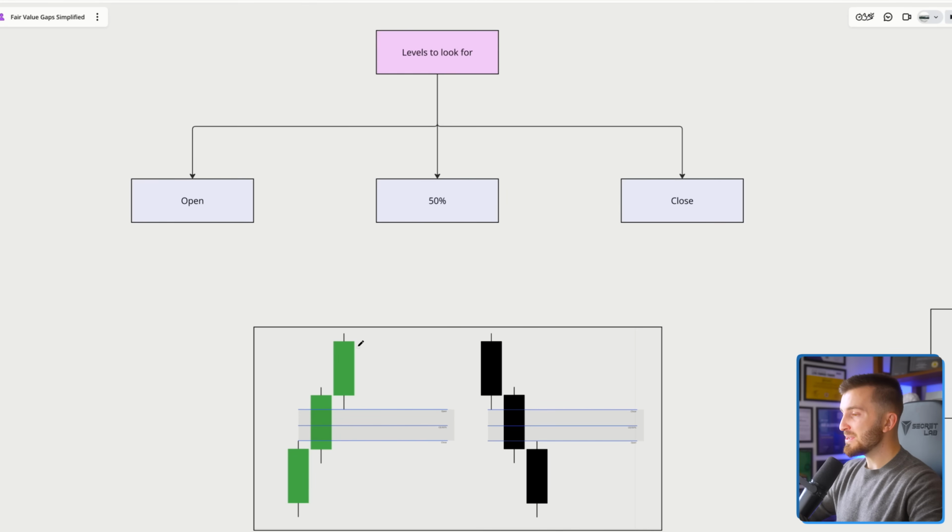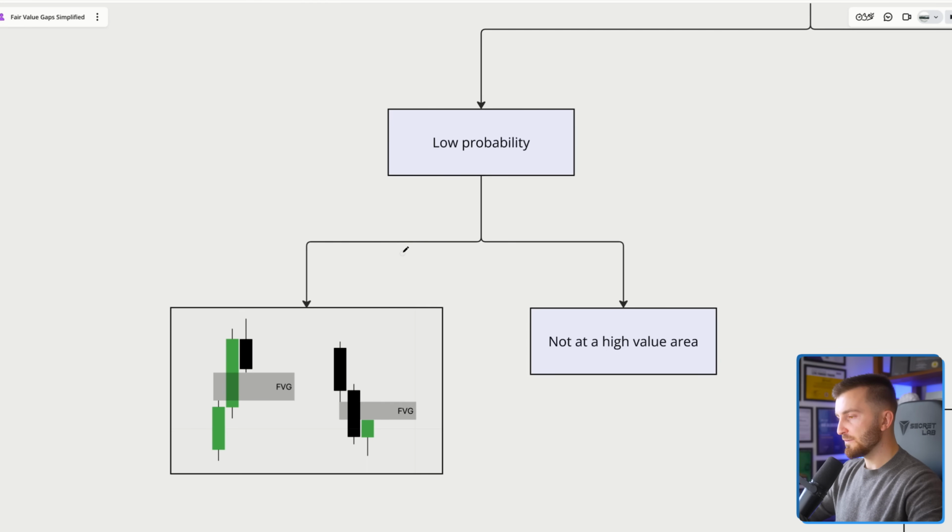But the most important levels for a continuation are going to be the open and the 50%. A fair value gap that is holding, a strong fair value gap, gives us a reaction either from the open or from the 50%. And then we have the levels of a bearish fair value gap, which are also the open, which is the first level of the fair value gap, the 50%, and the close. And a bullish inverted fair value gap is simply when we move bullish and we close above the fair value gap close.